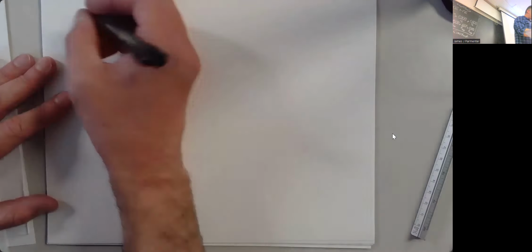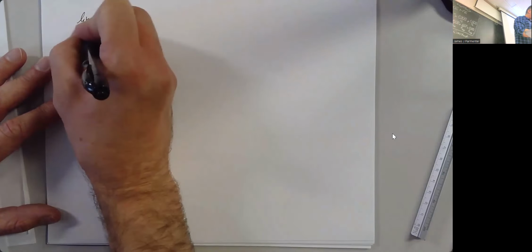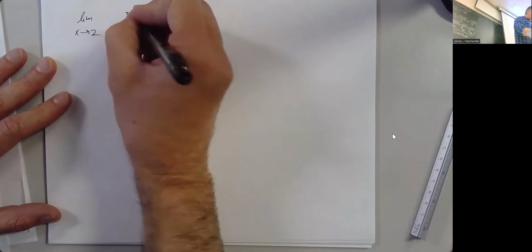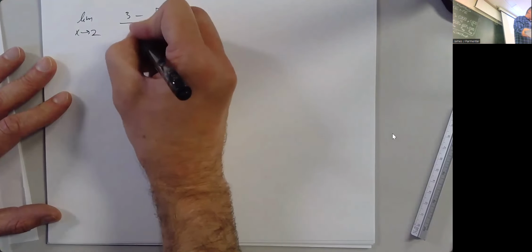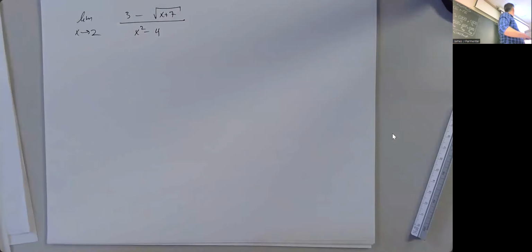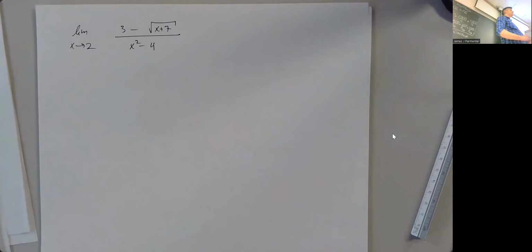Let's do some different algebraic things, like the limit as x approaches 2 of 3 minus the square root of x plus 7, over x squared minus 4. Once again, 0 over 0. You plug in 2, you get 3 minus 3 on top, 4 minus 4 on the bottom. So there's actually a couple things going on here.